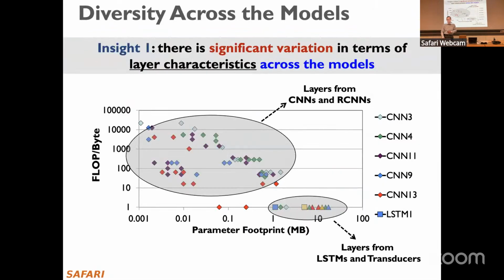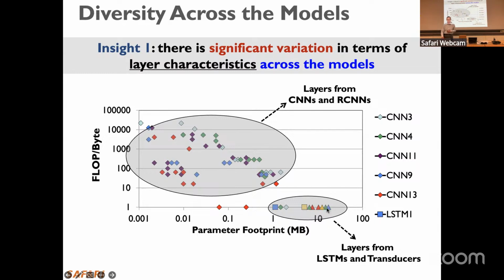We found that there is a lot of heterogeneity in the models. Different layers from different types of models have different characteristics. I'm examining arithmetic intensity on the y-axis here, floating point operations per byte fetched from memory, and the parameter footprint, the input parameter size to a layer. You can see that these layers over here have huge arithmetic intensity. You do a lot of operations on a given byte that you fetch, and your input set size is very small. And here, there are some layers that do, in fact, less than 1 operation per byte that you fetch, and the parameter sizes are huge.